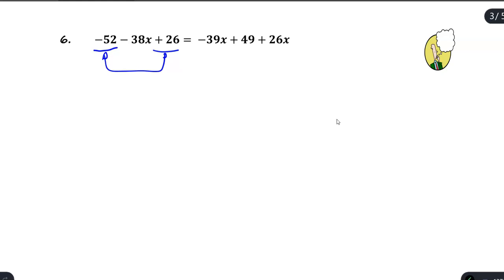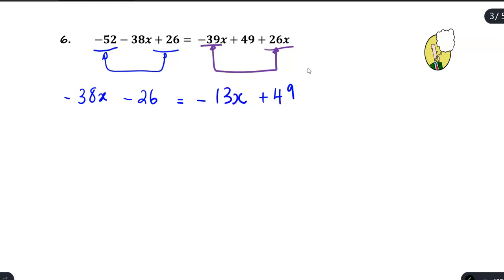Because they are just operations of integers. And on this side of the equation, I should be able to combine this too, because I am able to combine the like terms. Okay, so negative 52 plus 26 will give me negative 26. So negative 26, but I still have to write subtract 38x. And for this one, I should have plus 49. But if I combine the coefficients, negative 39 plus 26, I should have negative 13x.